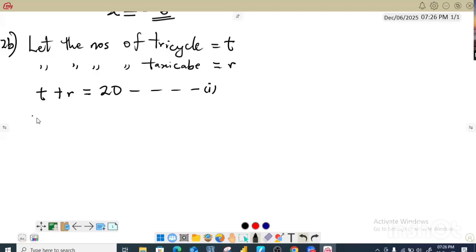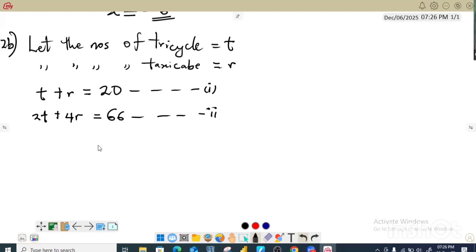So if a tricycle can carry 2, we have 2T. That is 2 multiplied by the number of tricycles. And a taxi cab can carry 4. That is 4 multiplied by the number of taxi cabs. And the total of this will give us 66. So that's another equation.